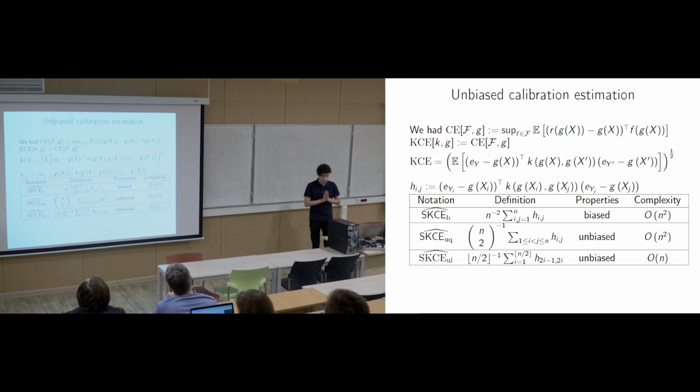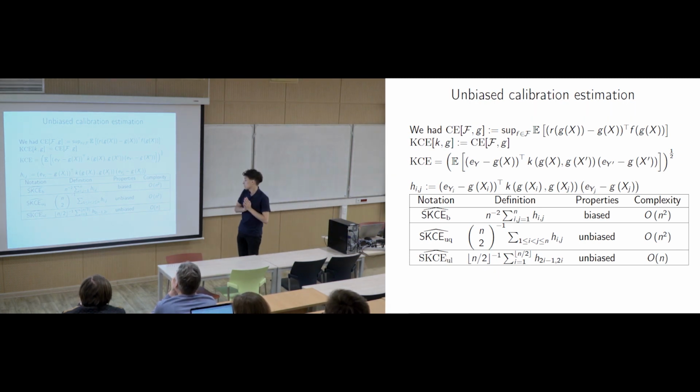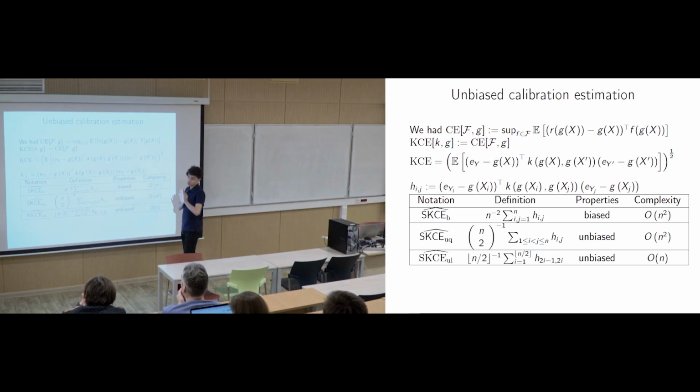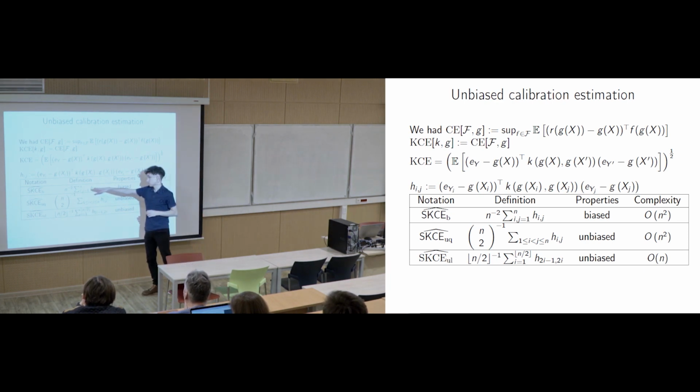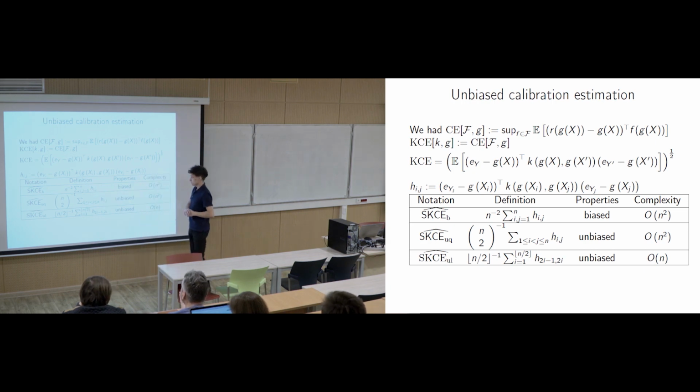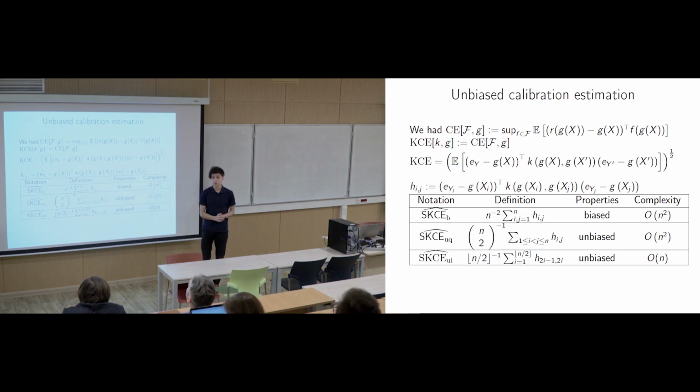So it turns out that this KCE quantity is easily estimated. First, this estimator was introduced in one paper. And it can be proven that it has a bias in the same way the estimator of expected calibration error had bias.